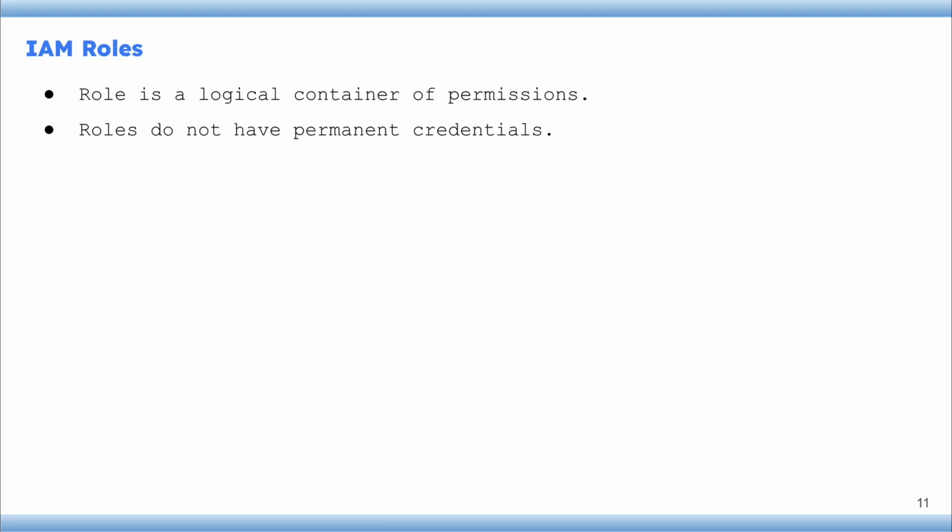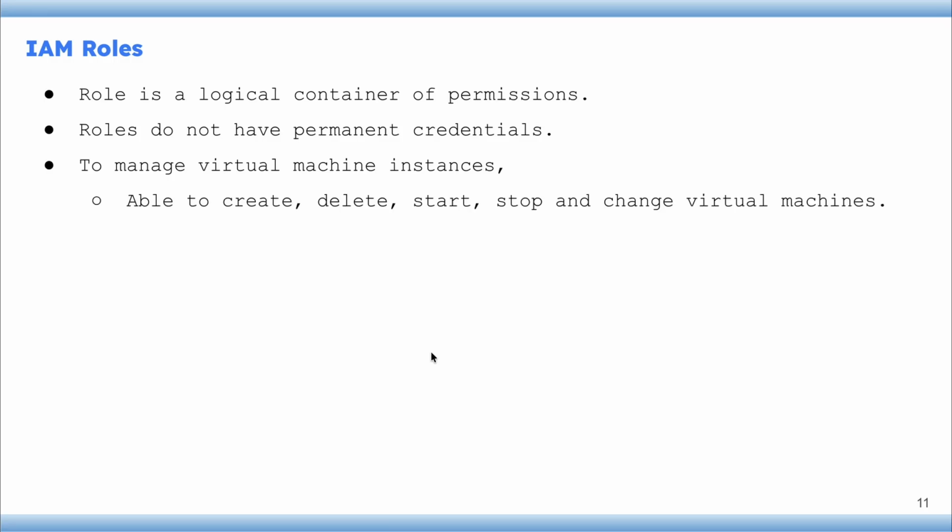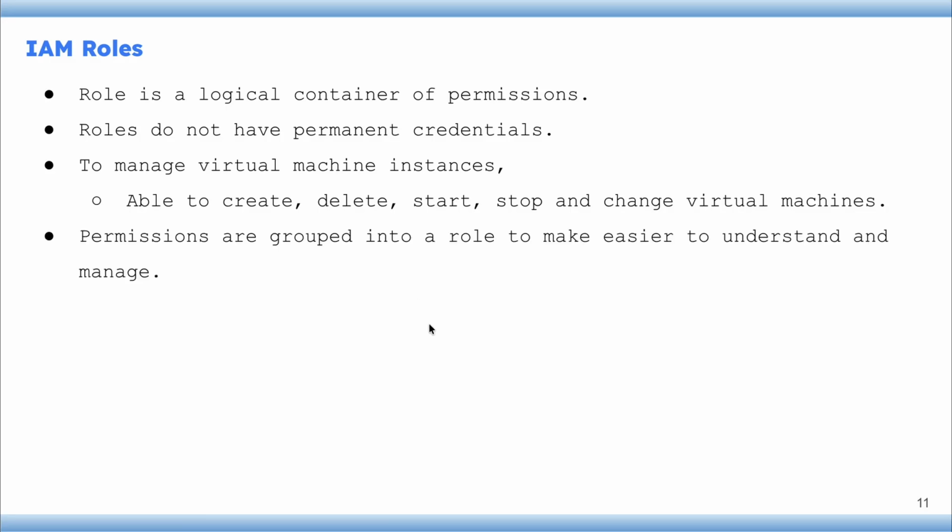Think of a role like a hat. When a developer puts on the admin hat, they gain all the powers attached to that hat. Powers here means permissions. When they take it off, they go back to having no special powers. For example, to manage your virtual machine instances in a project, you must be able to create, delete, start, stop, and change your virtual machines. So these permissions are grouped into a role to make them easier to understand and easier to manage.